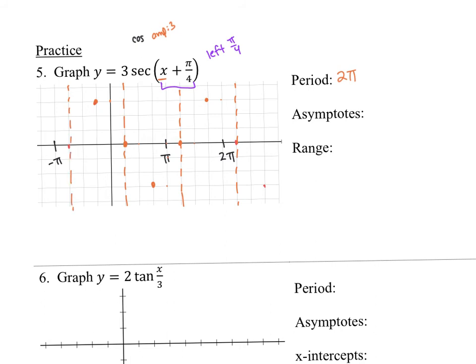Okay, and everywhere I see a maximum or a minimum, that's going to tell me whether those little U shapes are going up or down. So on this side, it's going up. Since this is negative, this must be going down. Up. And this one's going down, even though it gets a little bit cut off on the side. Okay, so that's a pretty good graph for 3 secant (x plus pi over 4).